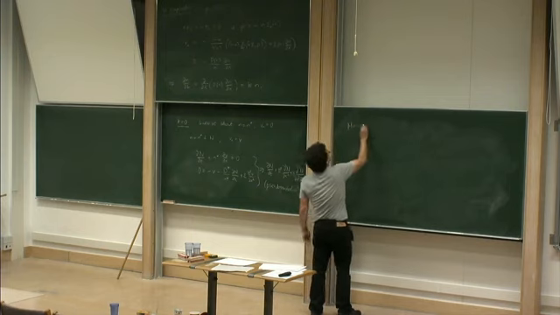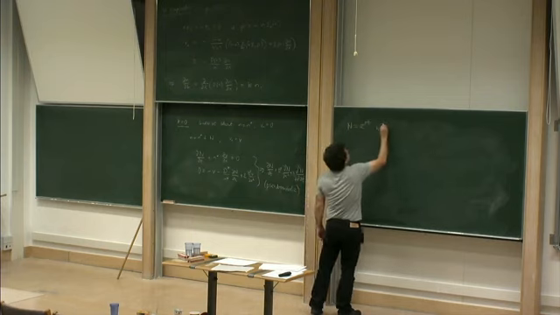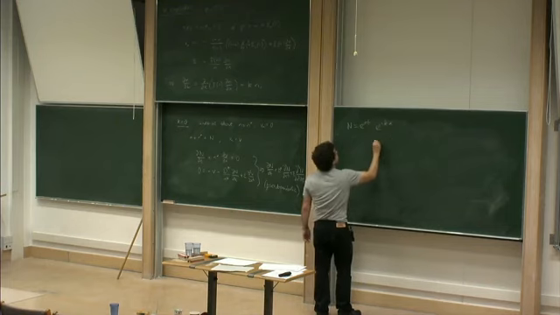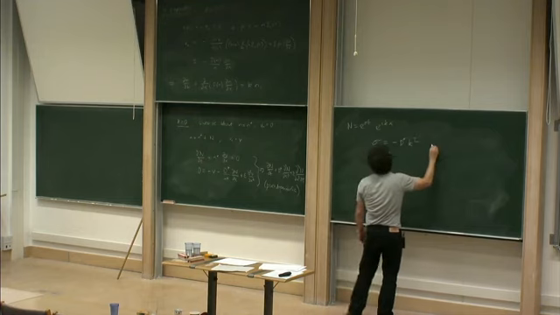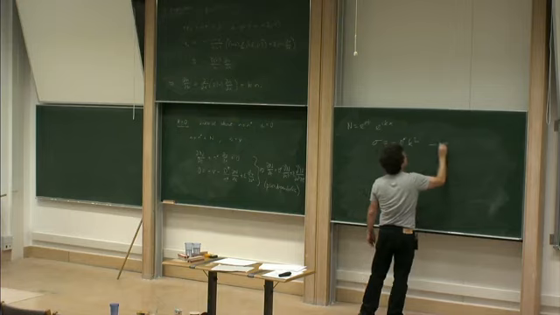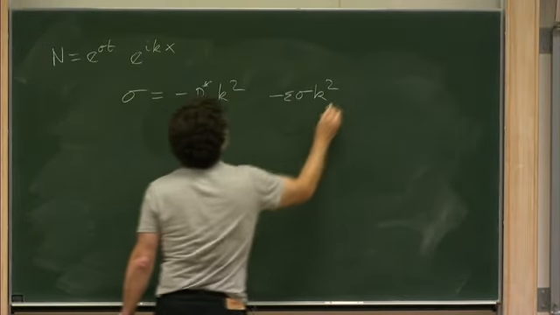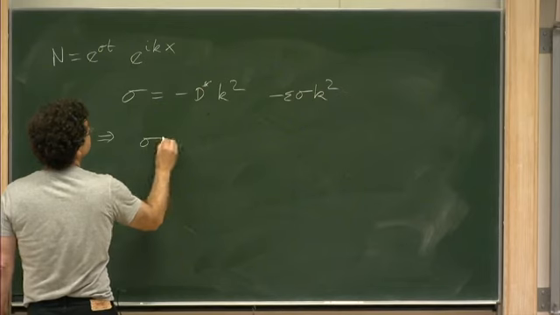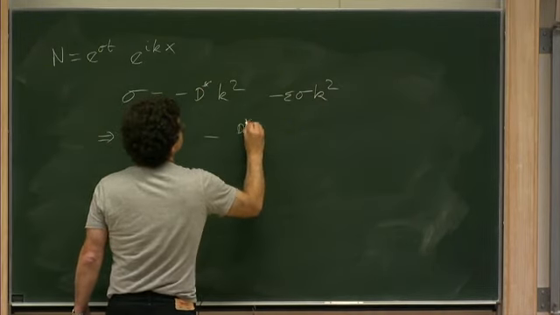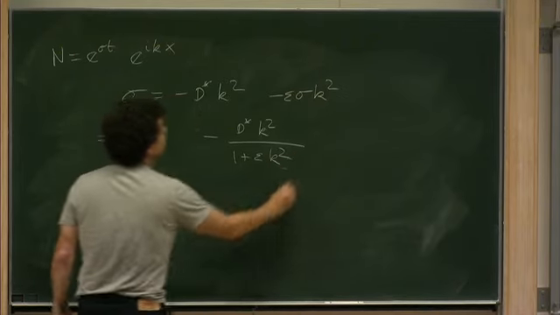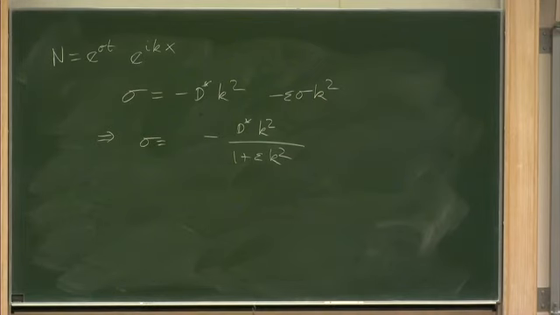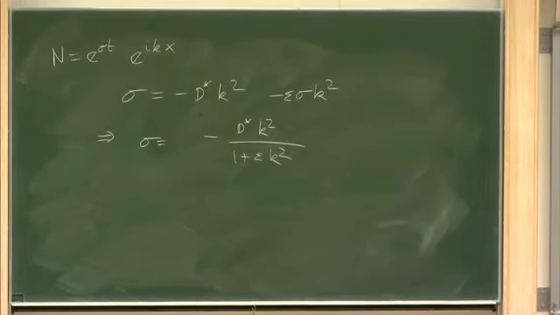So if n is e to the sigma t, e to the ikx, we're going to have sigma is minus D squared k squared minus epsilon sigma k squared. So the dispersion relation, the growth rate, is minus D squared k squared over 1 plus epsilon k squared. Okay, so if D star is positive, not surprisingly everything is well, all modes decay, but if D star is negative, actually all modes grow.